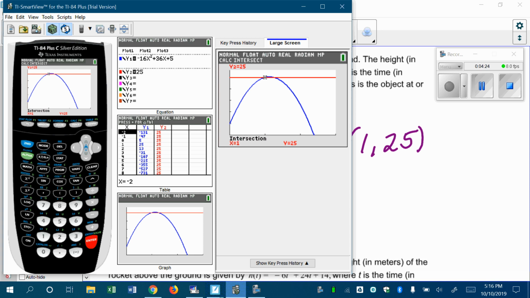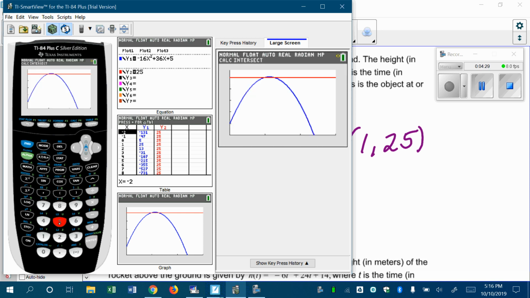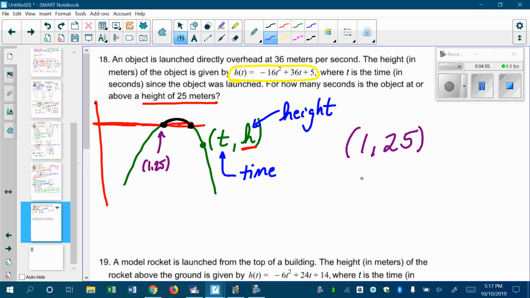Okay, let's look back at the calculator screen. I'm going to use that calculate tool again to find the intersection. It's asking me, is the blue graph my first curve? Yes. Is the red graph my second curve? Yes. And now it wants me to guess. So I'm going to get over here because there is a little chunk of parabola that goes up above the red line. So I think there's a second point of intersection at 1.25, 25. So I'm going to write that down on my paper too. So 1.25, 25 is this point.